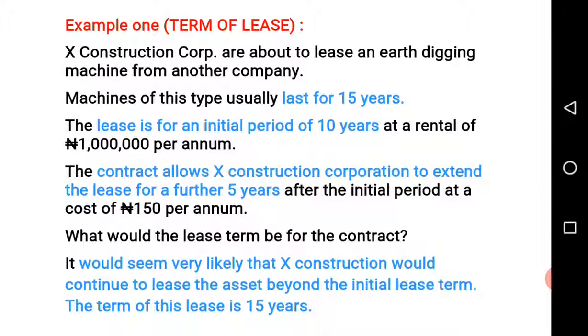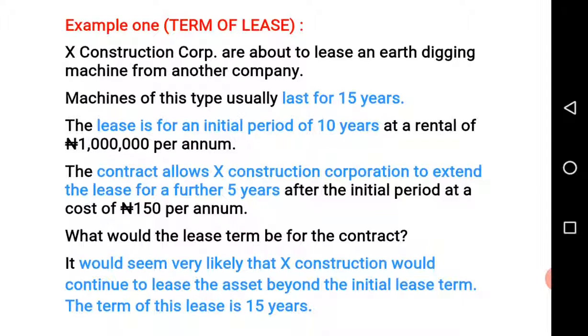From the question, we could get that there are three figures for years. First, we have 15 years, then we have 10 years, then we have 5 years. What we are asked here is the lease term. We learned that the lease term could be divided into the primary period, which is usually the initial period, and a period to extend the contract of the lease. Now we have 10 years as the primary period and 5 years as the period to extend the lease. So in total, we have 15 years as the lease term.